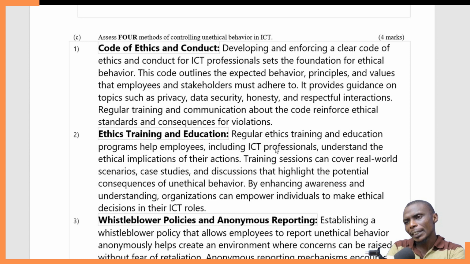Again, we can have ethics training and education, so that regularly ICT professionals will be trained and educated to understand the ethical implications of their actions. Training sessions can cover real-world scenarios, case studies, and discussions that highlight the potential consequences of unethical behavior, so that they get to understand and adhere to them.